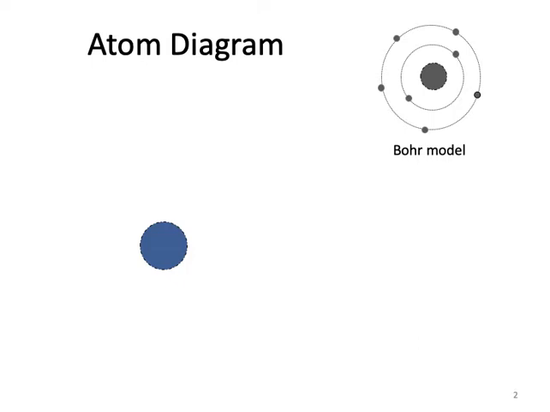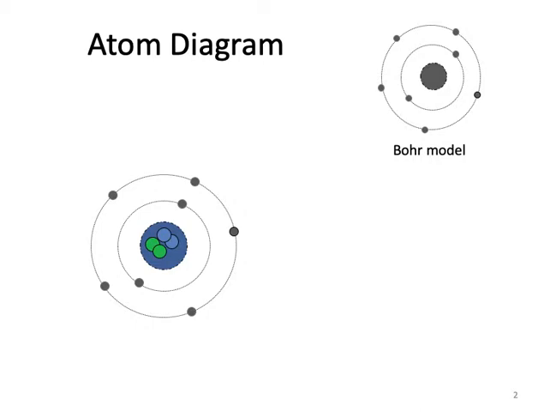So let's represent an atomic nucleus by this blue circle, and let's put a couple protons in there and a couple neutrons in there. And then let's add some orbits, orbitals, or shells. They're called those different names. And there's one, there's a second one. And then we'll put some electrons on there.